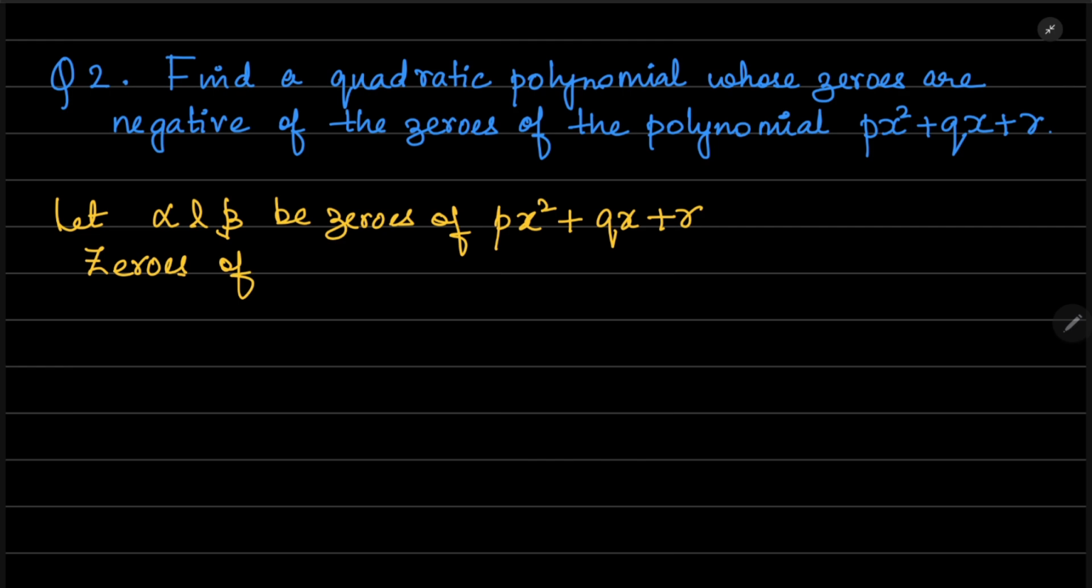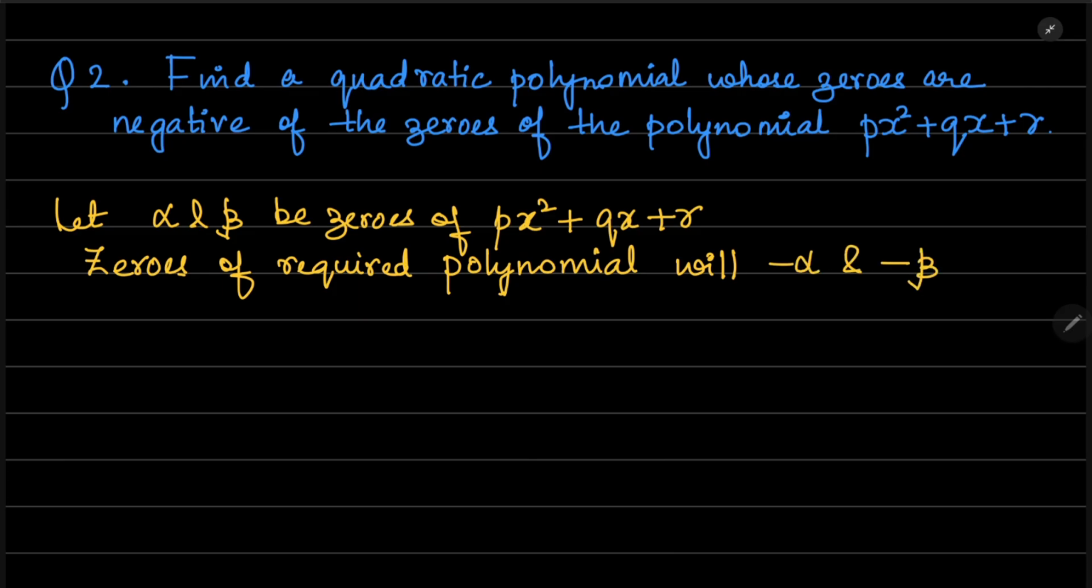So the zeros of the required polynomial will be, what is it given? Find a polynomial whose zeros are negative of the zeros of the given polynomial. So they are negative of alpha and beta. So minus alpha and minus beta.